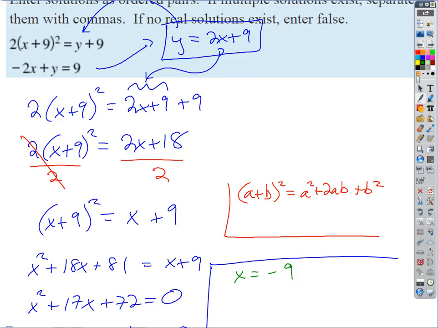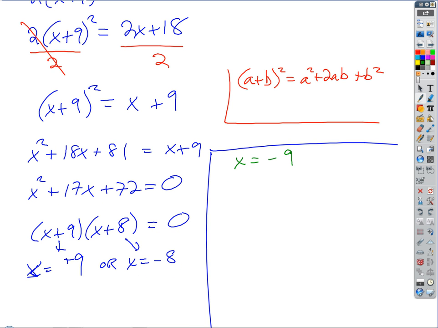2 times negative 9 is negative 18. Plus 9 is what? It's negative 18 plus 9. Negative 9, right? So we get when x equals negative 9, y equals negative 9, so we get the ordered pair negative 9, negative 9. Okay, let's try the other one.